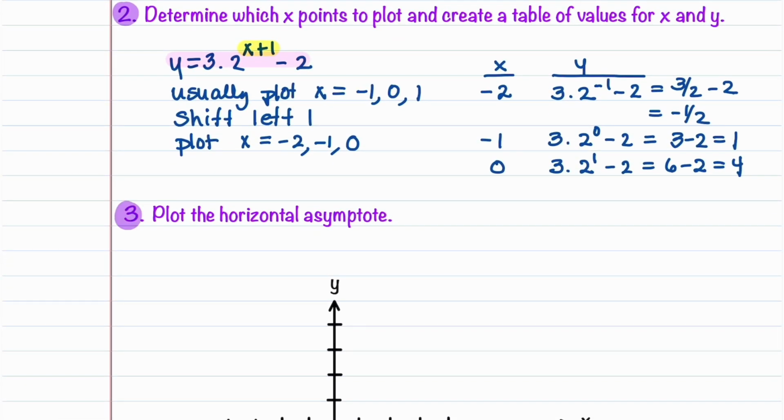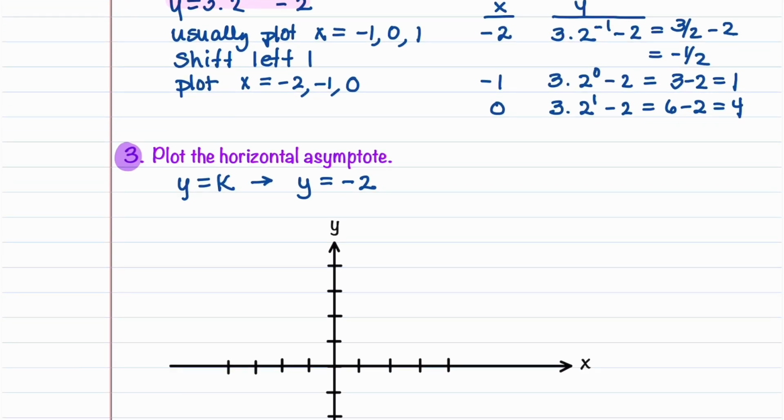The third step that we can follow is to plot the horizontal asymptote. Our horizontal asymptote is given by y is equal to k, where k is just our vertical shift. And this is going to tell us that we're going to have the horizontal asymptote y is equal to -2, because we're shifting our graph down by 2 units.